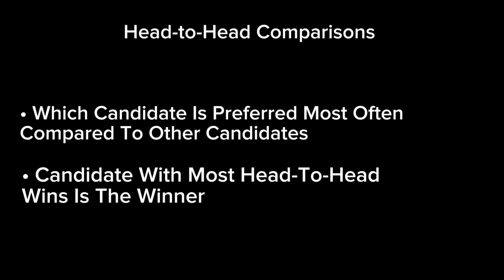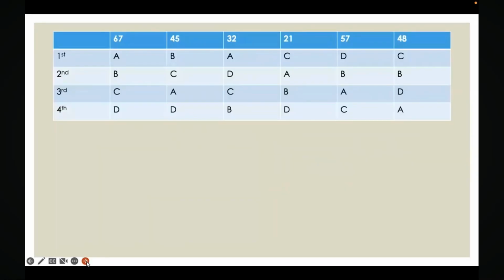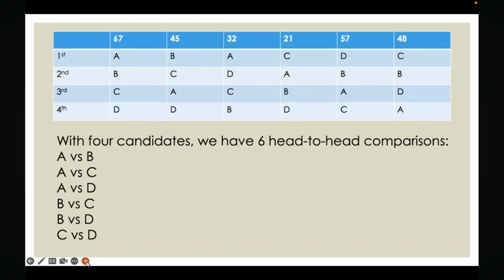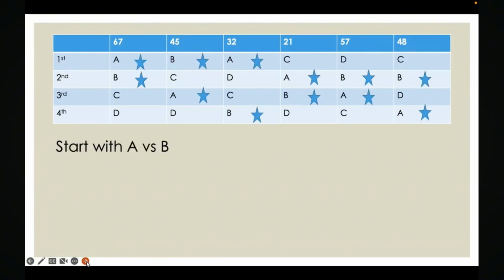Which candidate is preferred most often compared to other candidates? The candidate with the most head-to-head wins is the winner. The first blue line with numbers indicates the number of votes. We have 4 candidates, A, B, C, and D. First, we're going to talk about 6 head-to-head comparisons: A versus B, A versus C, A versus D, B versus C, B versus D, and C versus D. First, we will start with A versus B. The stars indicate the letter we compare with.